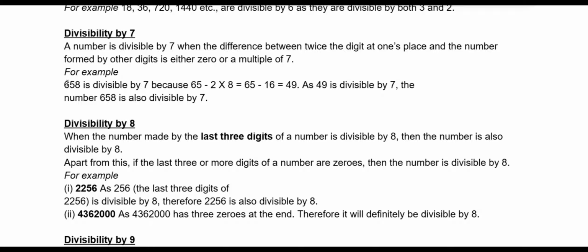How? Let's see. Twice the units place, which is 8, 2 eights are 16. And the difference between the other number and twice the units place: 65 is the other number, minus 2 eights, which is 16. 65 minus 16 is 49. As 49 is divisible by 7, the whole number is divisible by 7.